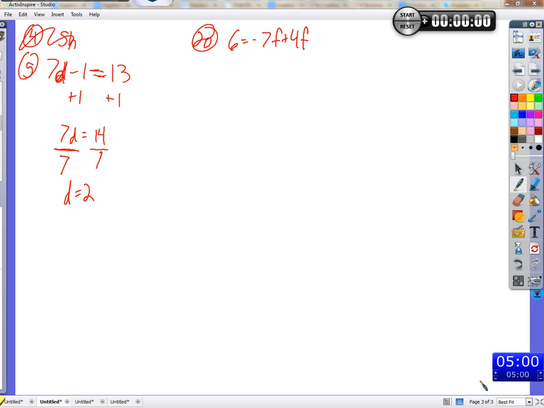We have two instances of this variable. I've got two terms, two like terms is what I'm trying to say. We've got two like terms. Both of them have f in them.